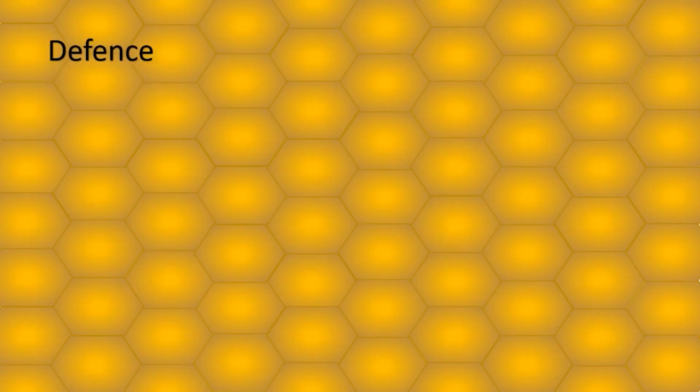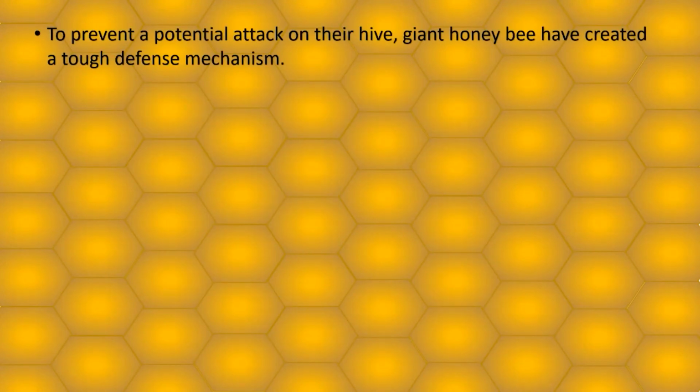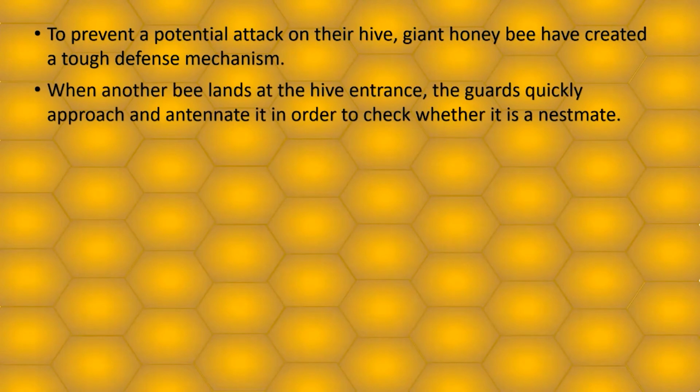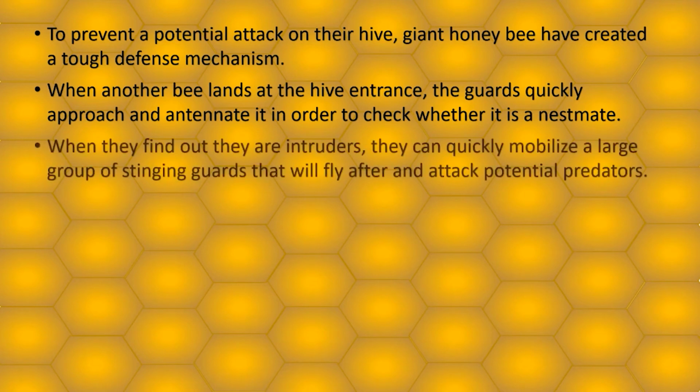Now, let us see about defense mechanism. To prevent a potential attack on their hive, giant honeybees have created a tough defense mechanism. When another bee lands at the hive entrance, the guards quickly approach and antennate it in order to check whether it is a nestmate. When they find out they are intruders, they can quickly mobilize a large group of stinging guards that will fly after and attack potential predators.